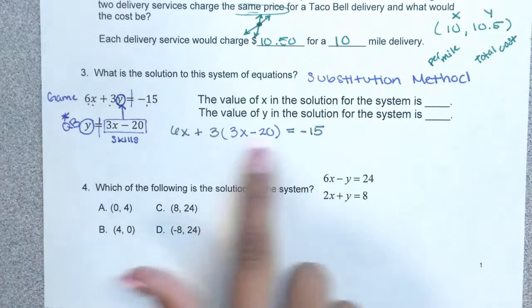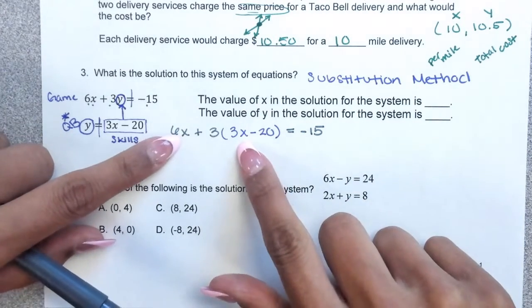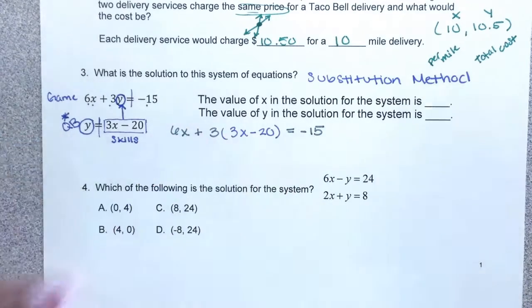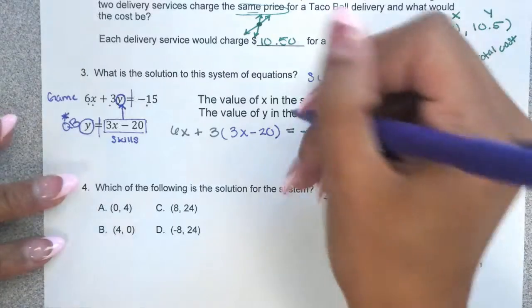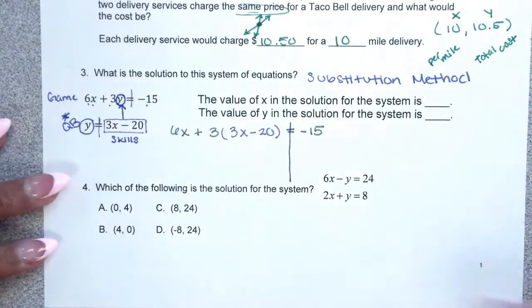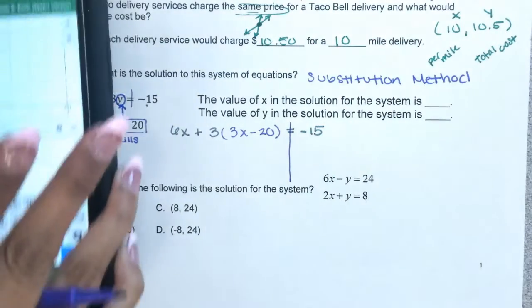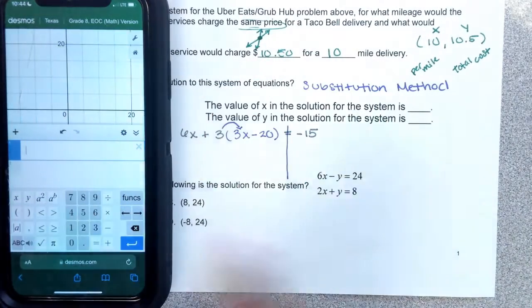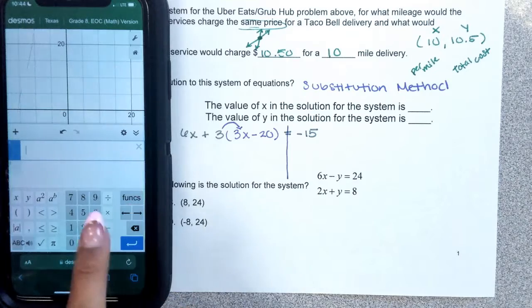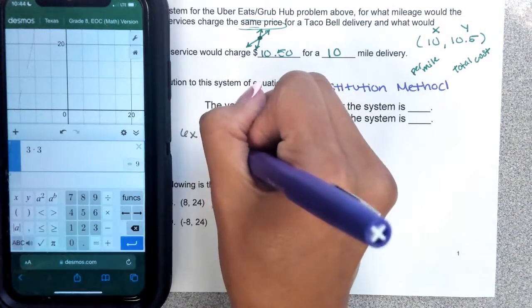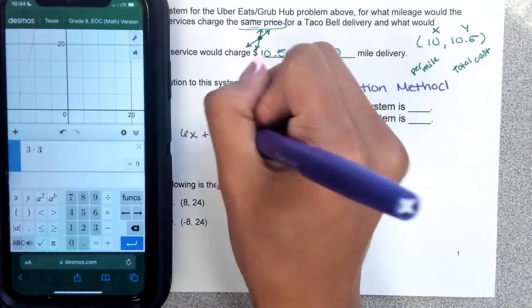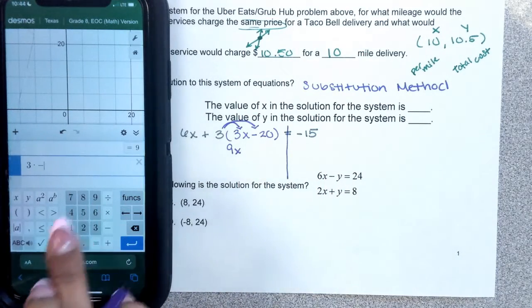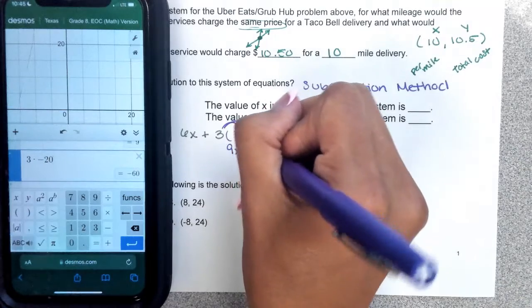Once you've rewritten who's in the game, now we're going to solve. Notice you should only have one variable, x and x. So you're solving for x. So now let's solve. We're going to draw a line down my equal sign here. Step 1 is to get rid of your parentheses. So parentheses first. We have 3 times 3x. So 3 times 3 is 9. So we have 9x. Then we have 3 times negative 20. So 3 times negative 20 is negative 60.